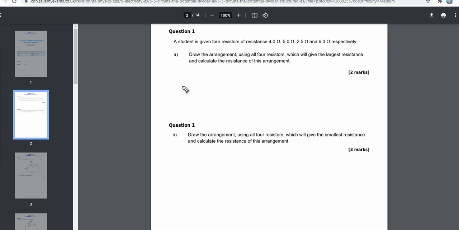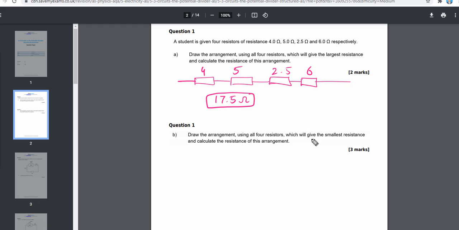So what we do is we'll just attach all of these resistors in series. So I'll draw these four rectangles where one rectangle represents each resistor. So this one is 4 ohm, 5 ohm, 2.5 ohm, and 6 ohm. Now I'll just add them up and we'll get the largest possible resistance. So that will be like 4 plus 5 plus 2.5 plus 6. So that will become equal to 17.5 ohm. So this is the total resistance.